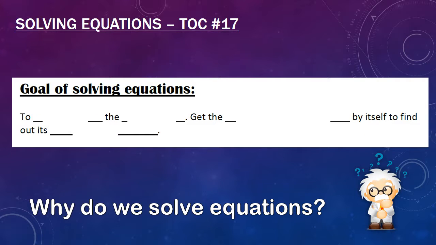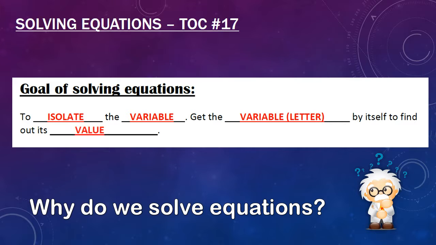All right, so the goal of solving equations is to isolate the variable. And isolate is a fancy word for saying to get the letter or variable by itself to find out its value. So we're going to say this quite a bit. You just need to get the letter by itself, so you have just the letter equals a number. And that will tell you what the value of that letter is, and it's figuring out the pieces of the puzzle. So again, our goal in solving equations is to isolate the variable, or in other words, get the variable by itself so we can find out what its value is.